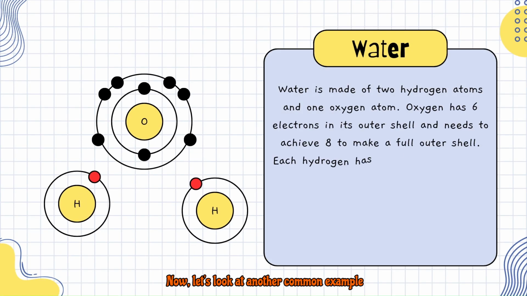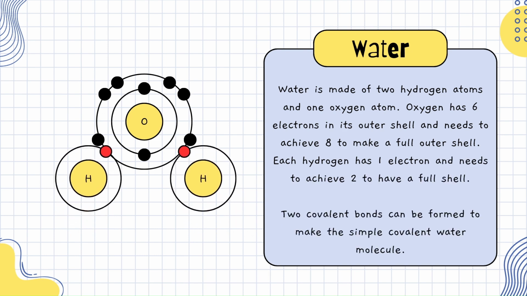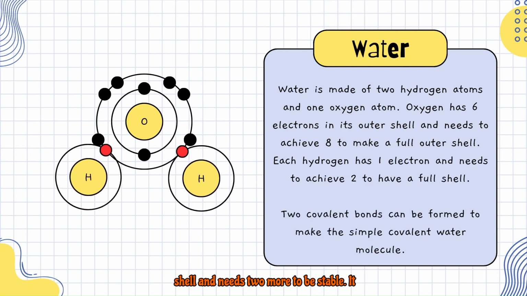Now, let's look at another common example of a covalent molecule, which is water. Oxygen has 6 electrons in its outer shell and needs 2 more to be stable. It bonds with 2 hydrogen atoms, each sharing 1 electron. This forms 2 single covalent bonds, creating a water molecule.